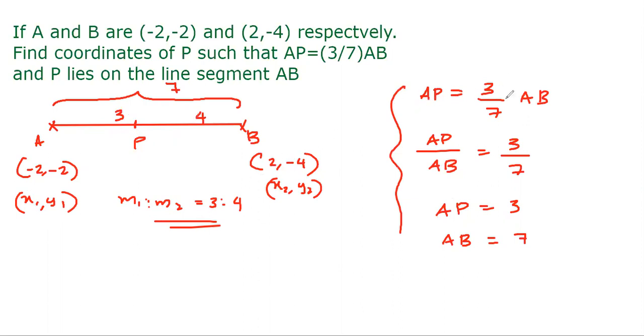This is the hint given in the question to find the ratio of division. Again, AP is equal to 3 by 7 AB. From this you can write AP by AB equal to 3 by 7. So we can conclude AP is equal to 3 and AB is equal to 7. If AB equal to 7 and AP is equal to 3, then PB will be 7 minus 3, 4. This is the way we need to find m1 is to m2. Now this is a simple problem. You can apply these three things in your formula and find it by yourself.